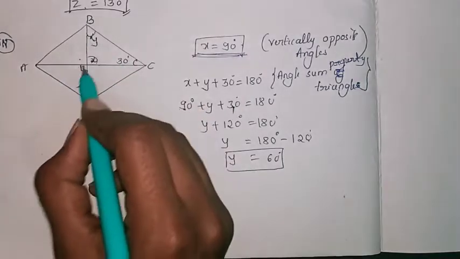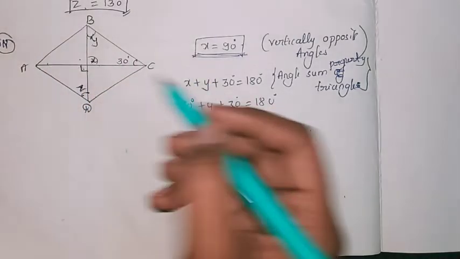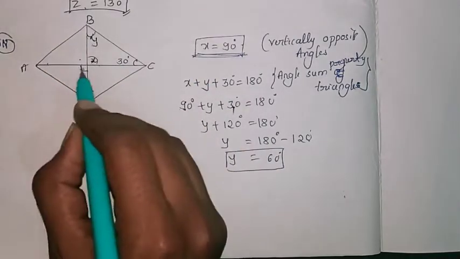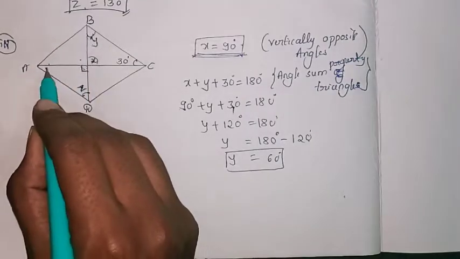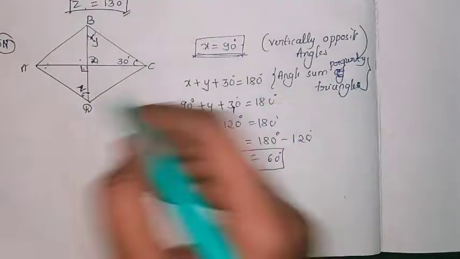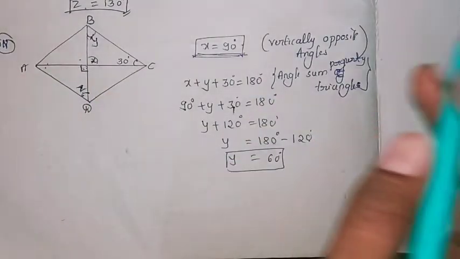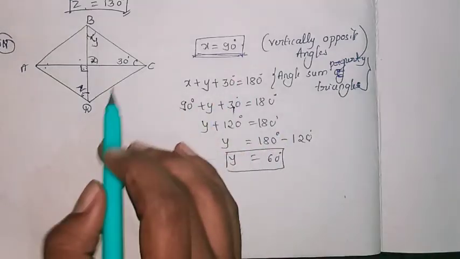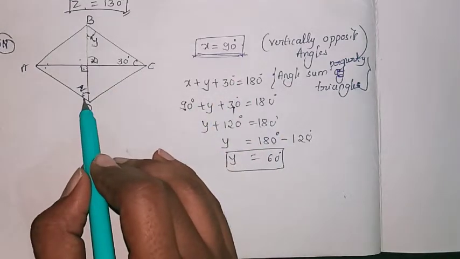So it is possible when you know two angles. If we know only one angle and the other two we don't know, then it is not possible to find. But there is another possibility to find this one.